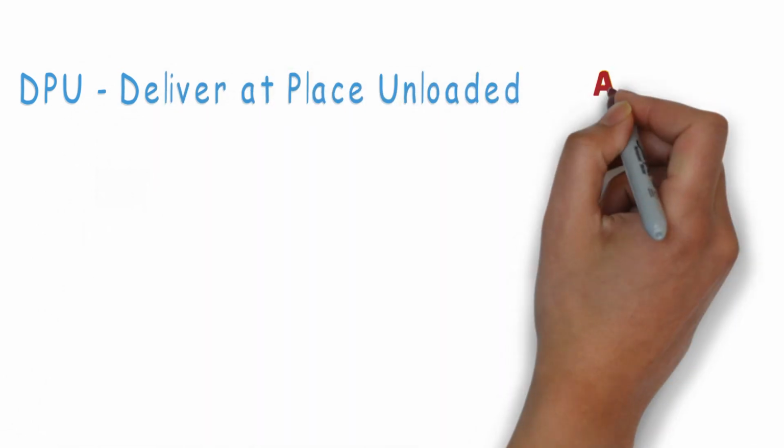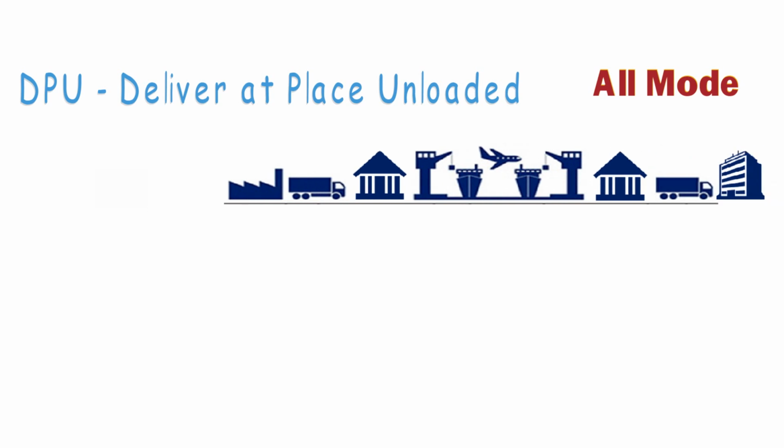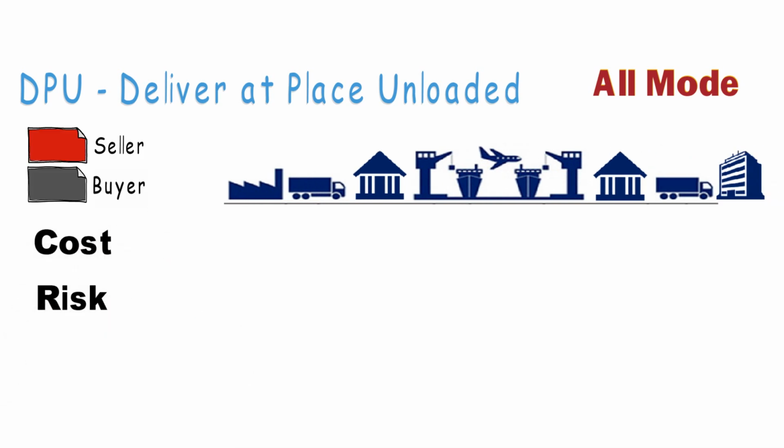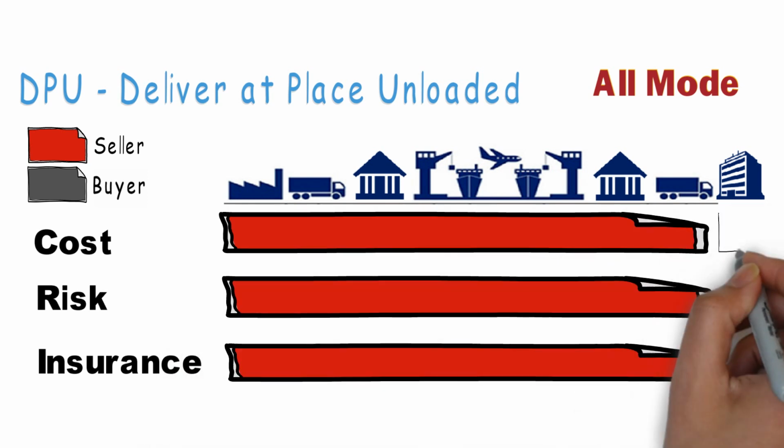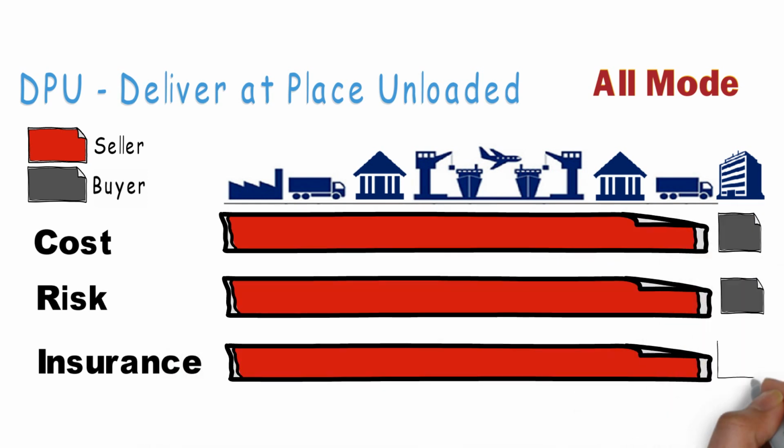Renamed from DAT to better reflect all mode of transport usage, Delivered at Place Unloaded is one of three arrival-based Incoterms. The seller delivers when the goods, once unloaded from the arriving means of transport, are placed at the disposal of the buyer at a named terminal at the named port or place of destination. Both parties should agree the terminal or named place and, if possible, a point within it, at which point the risks will transfer from the seller to the buyer of the goods.